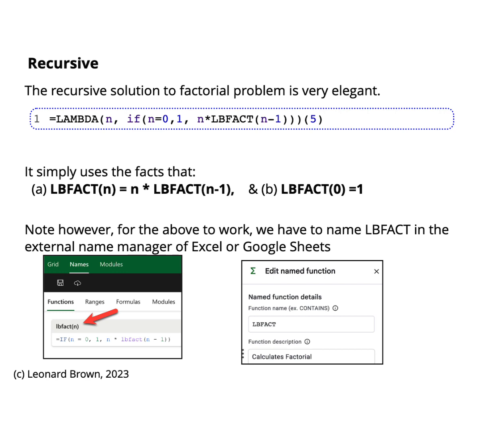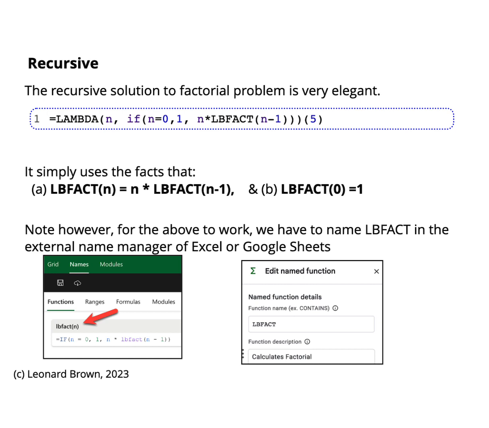The recursive solution to the factorial problem is very elegant. It uses the two simple properties of the factorial. The fact that factorial of n is equal to n times the factorial of n minus 1, and the fact that the factorial of 0 is 1. By the way, if you're unaware that the factorial of 0 is 1, I would suggest you explore this answer on Google.